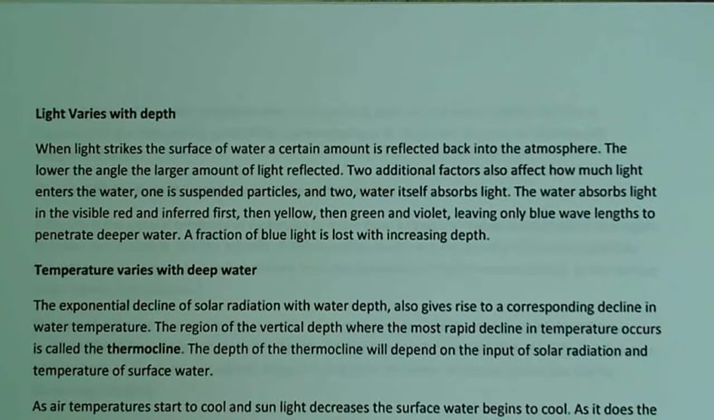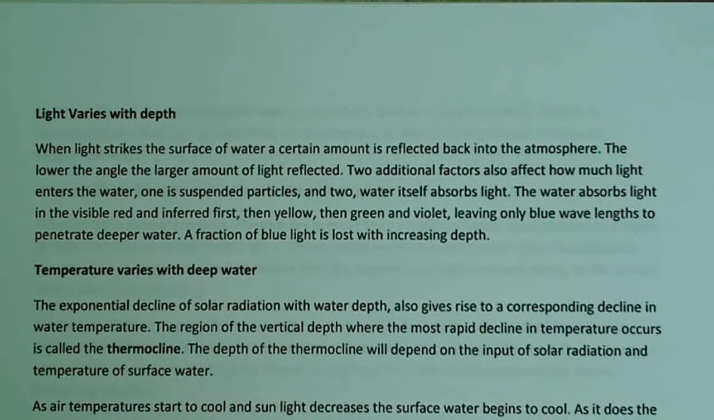One is suspended particles. The more particles are suspended, the less light is going to get through. And two, water itself absorbs light. Water absorbs light in the visible range for red first, and infrared first. So you don't see the red light anymore once you reach a certain depth. Then yellow, then green, then violet, leaving only blue wavelengths to penetrate deeper water.